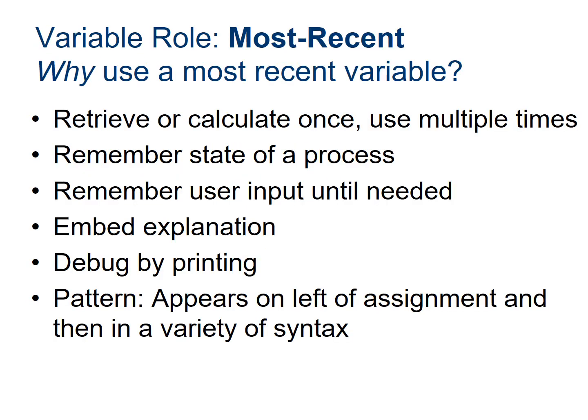Most recent is used to retrieve or calculate information once, but we can use it many times over and over again, and it could change. We can also use it if we need to remember where we are. For example, if we wanted to remember which level we are in a game, or in case we need to remember what the user inputted, let's say, for their first name until we need it later on. It could also be used to embed an explanation in the program. We can also use it sometimes to help us debug or fix problems in our programs.